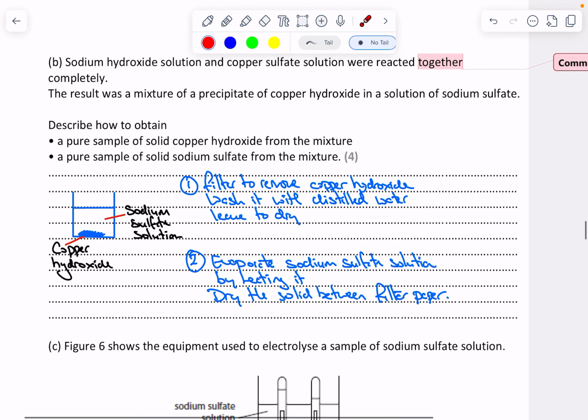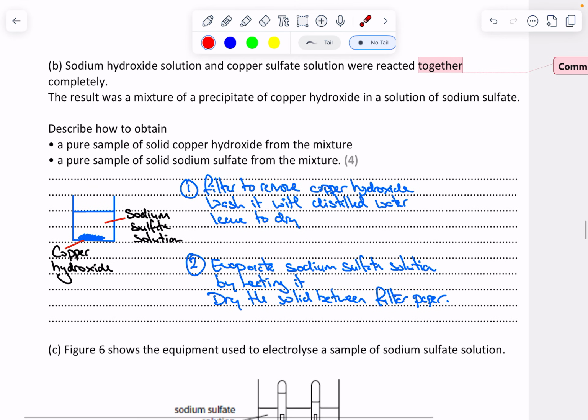Okay, so in order to answer this question, what we have to interpret is all this information here. And to help me to do that, I've actually drawn a diagram to show how we can represent it. So here is my beaker, and we're told that there is a solution of sodium sulfate. So here's my sodium sulfate solution.